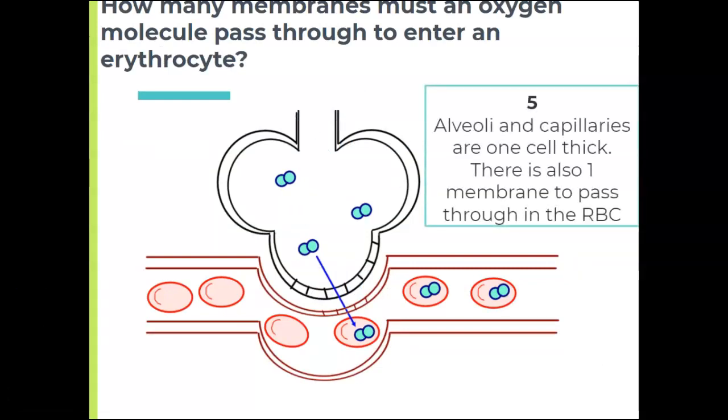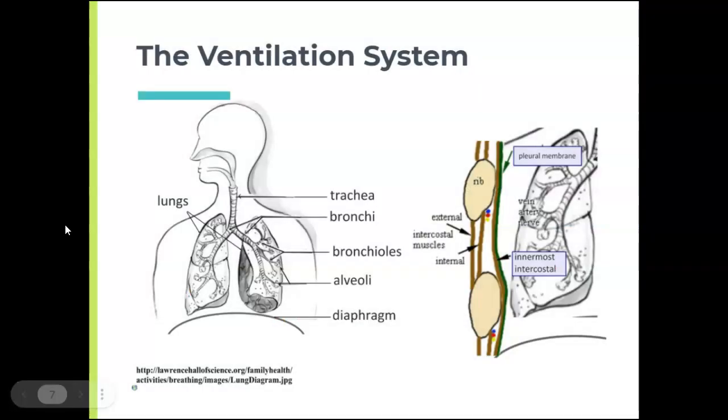The answer to that is 5. So the alveoli and the capillaries are 1 cell thick, so it's going to pass through a membrane to get into the cell and then pass through a membrane to get out of that cell in the alveoli. It's going to do the same thing in the capillaries, right? It's going to pass through a membrane to get in and then pass through a second membrane to get out. That's 4 right there. And then there's also a membrane around the red blood cell, the erythrocyte, so it does have to pass through that 5th membrane to get into the blood cell itself.